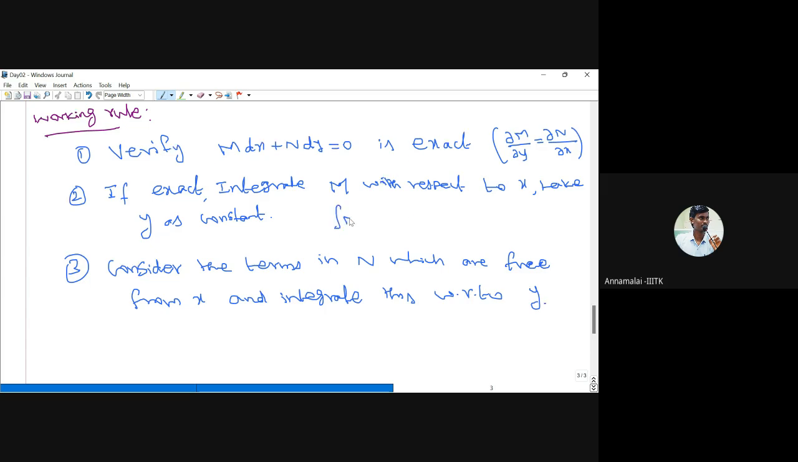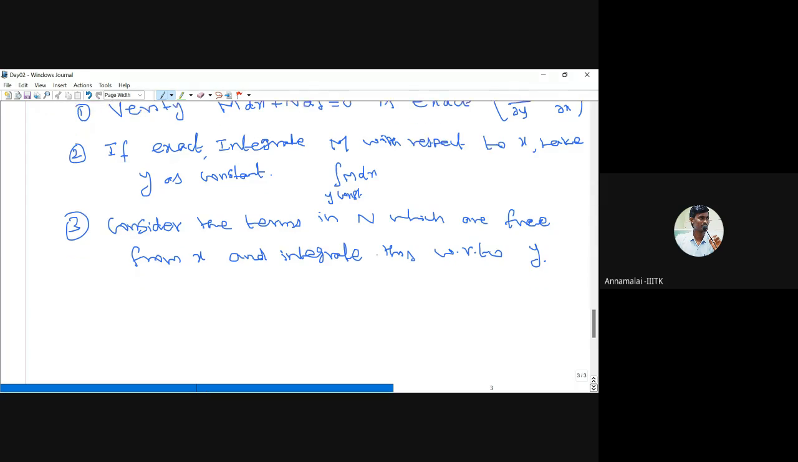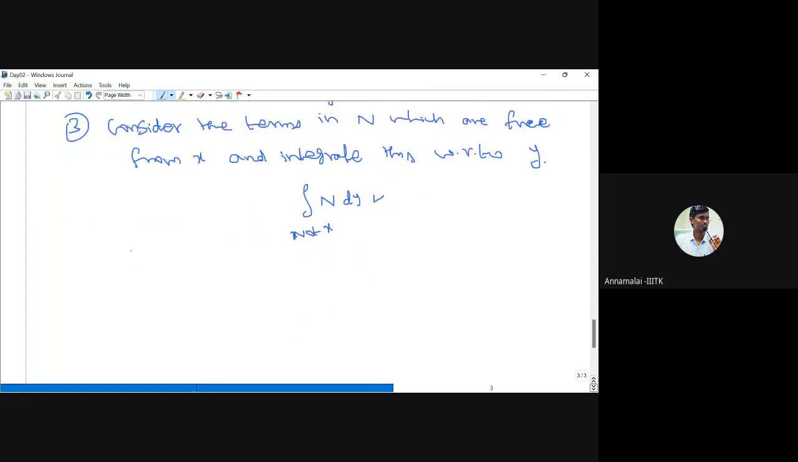So the integral of M dx you will get, where you fix y as a constant. In the second case, you have to integrate N with respect to y, but omit all the x terms in N and then integrate with respect to y. Now you'll get two equations. Sum these two and equate to some constant, that is the solution. The final step is to sum these two.